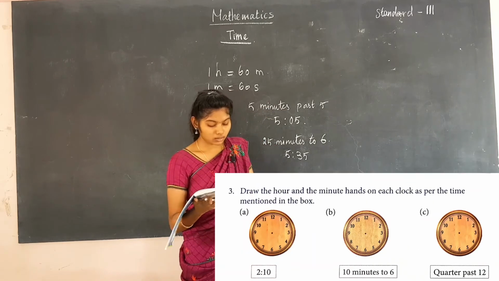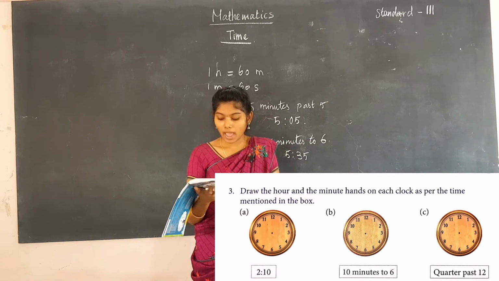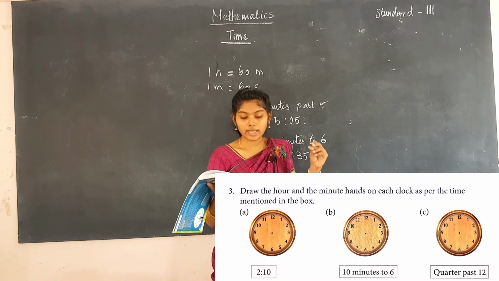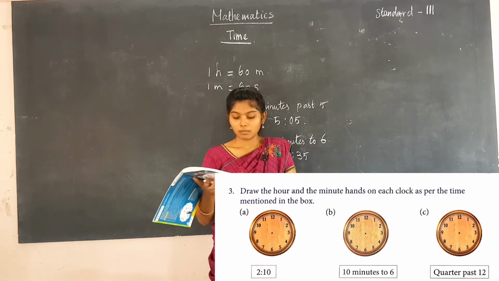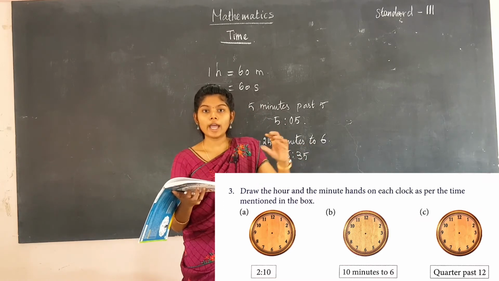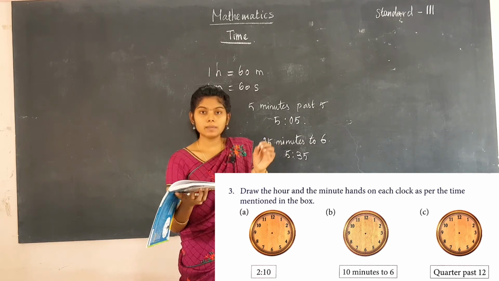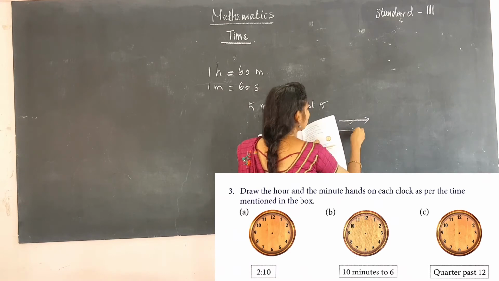Then the third one is draw the hour and the minute hands on each clock as per the time mentioned in the box. So here below, the time is given in the box and you are going to draw the hands there. Minute hand and hour hand you are going to draw. Minute hand means the long hand, hour hand means the short hand. You know how to draw the hands, right? So simply draw arrow marks like this.